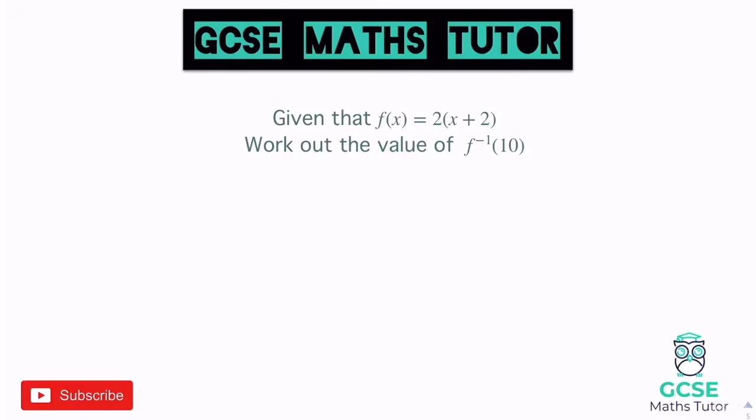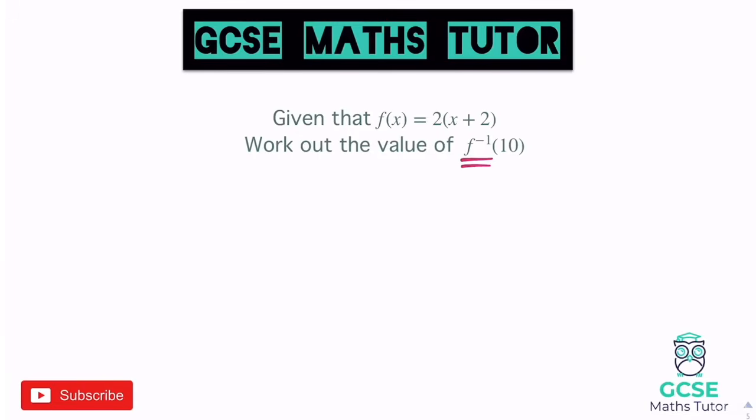Okay, so this question says, given that f of x equals 2 brackets x plus 2, work out the value of f minus 1 with a 10 in there. So that f minus 1 still means the inverse function, but with a 10 in there means it's going to want us to do something with that in a second. We'll talk about that once we get the inverse function. But first things first, let's find an expression for the inverse of f.